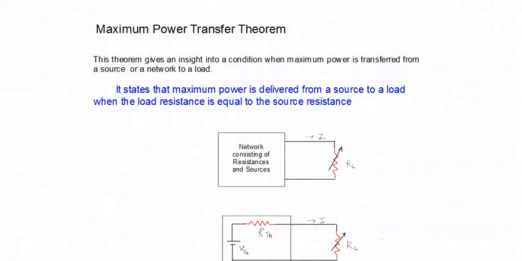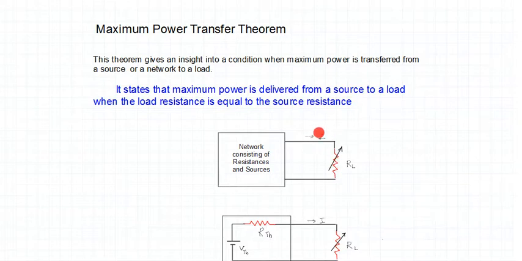So it states that maximum power is delivered from a source to the load when the load resistance is equal to source resistance. So let us say that this is the load connected to the network and this is the entire network. This network consists of resistances and various power sources. All these together are going to provide certain current to the load. Definitely the power is the product of I square R. So the question is, when can this I be maximum?